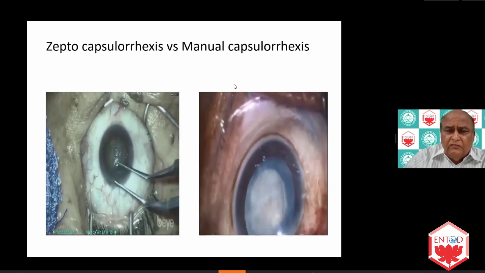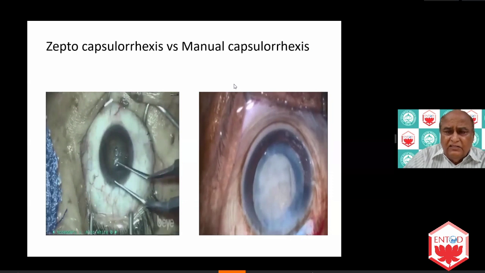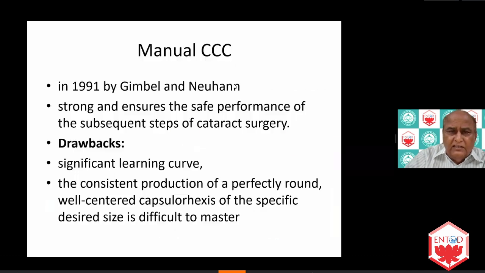So in 95% of the cases we can easily perform the rexis. What I always say is, for making a circle in the anterior capsule, why do you need to buy a 3 crore rupees instrument, that is femto, and a 15 lakhs Zepto instrument? There may not be any need for that. So manual capsular rexis was started by Gimbel and Nguyen in 1991.